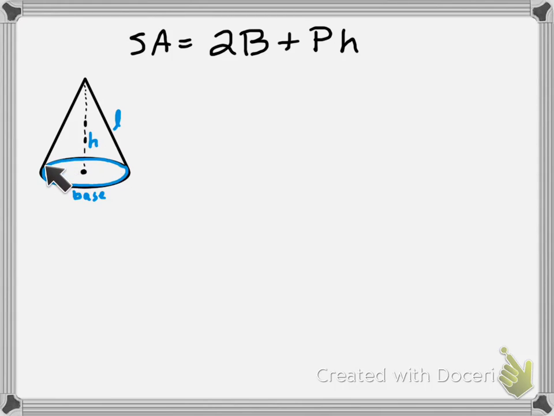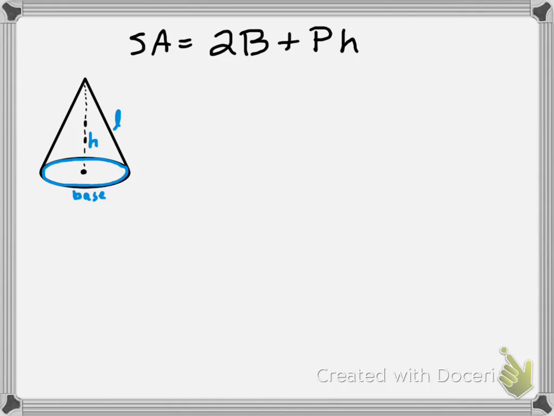Our base is the circle on the bottom. The height goes straight up through the middle of the cone, and the slant height is how tall it is on the side, going up the side of the cone. Okay, so very similar to pyramids. Do you think we're going to use the height of the cone for surface area? No. And why not? Because it's not on the surface. It's through the middle. So it has nothing to do with surface area.